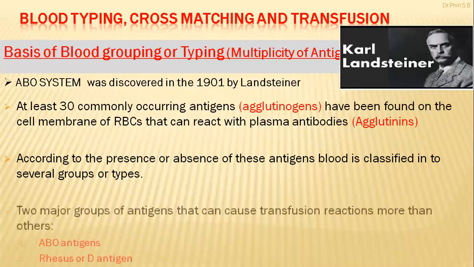The two major groups of antigens that can cause transfusion reactions more than the others are the ABO antigens and the rhesus or D antigens. So these are the antigens that can cause transfusion reactions, and they're the ones that we'll be discussing in this lecture. So let's look at the genetics of ABO antigens.